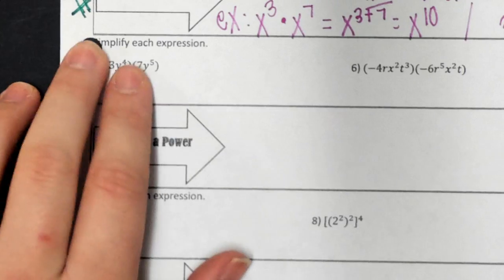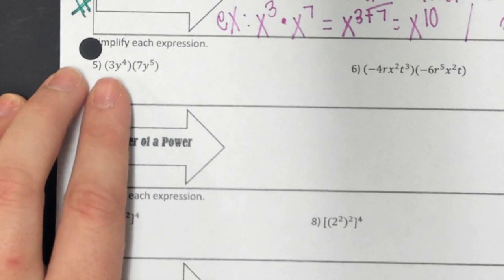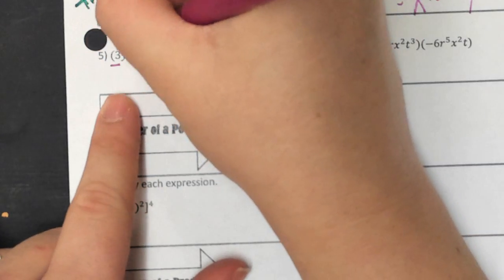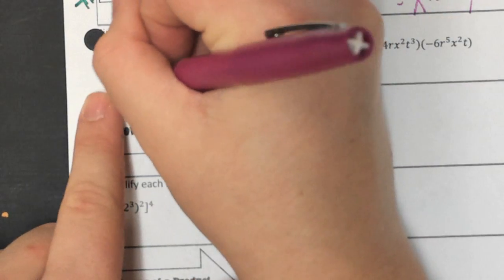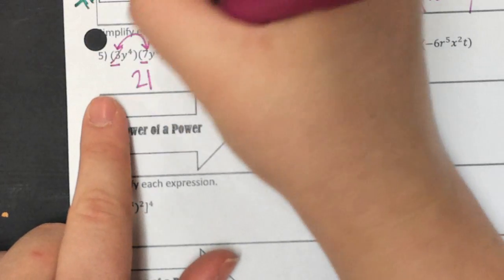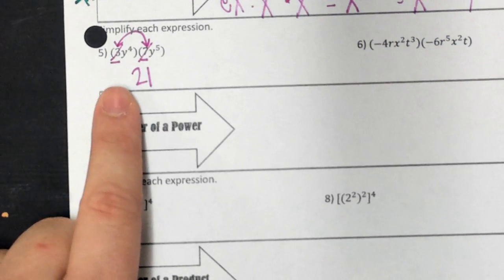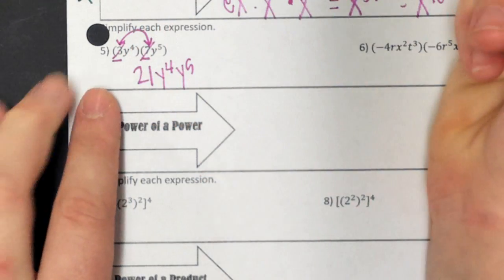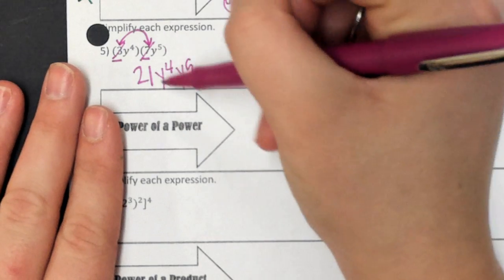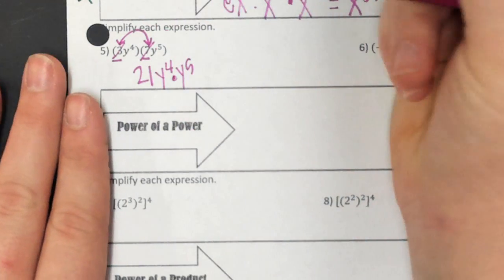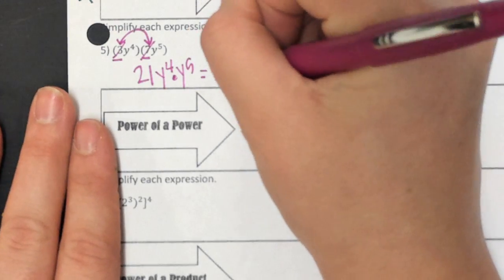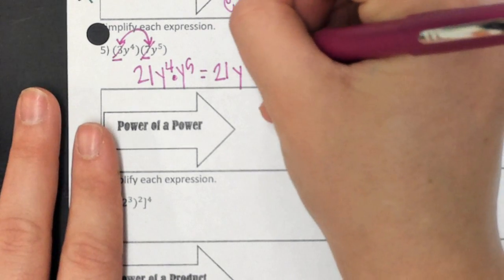Okay, so I'm looking at number 5. The first thing I want you to do, if there are two numbers that have no exponents, go ahead and take care of those. What's 3 times 7? 21. So I'm going to mark those out so we know they're taken care of. 3 times 7 is 21. Now, I have y to the 4th and y to the 5th left. Well, in order to simplify y to the 4th times y to the 5th, I'm going to add their exponents. So this becomes 21 y to the 9th.